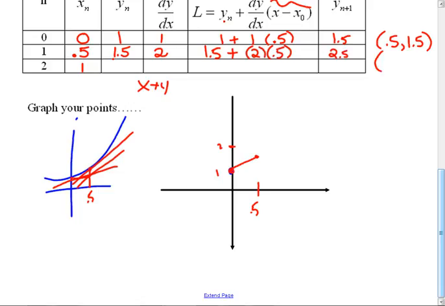They only ask you for 2 approximations. You stop here. Because where am I going to be? Where's my x value going to be here now? It's 1 and 2.5. So really, you stop right in here.